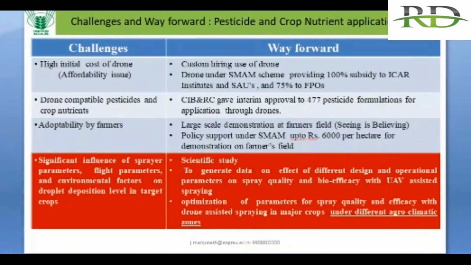Some important challenges: the cost of the drone is high. Drone compatible pesticides and insecticides are important. Adaptation by farmers, since farmers cannot spray, that's why we have to try. Flight parameters, observation, and upgradation of drone software are also very important. You have to take utmost care. Next.